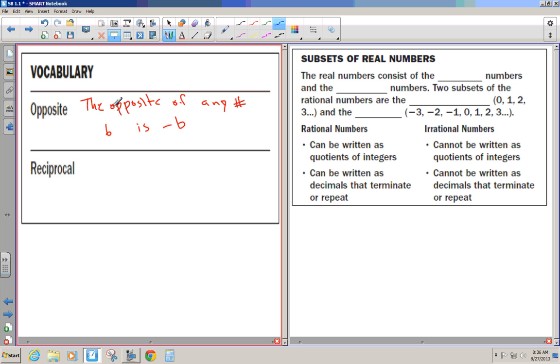So the reason you use a variable is because you would say if the number you have is 3, the opposite of that is negative 3. If you had a negative 4, the opposite of that would be negative negative 4, which is 4. That's what opposite is.